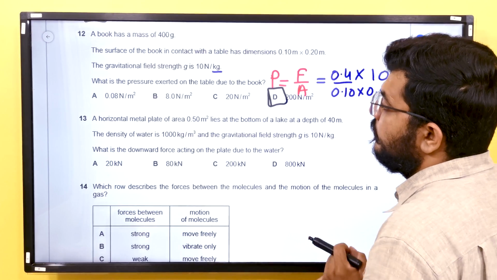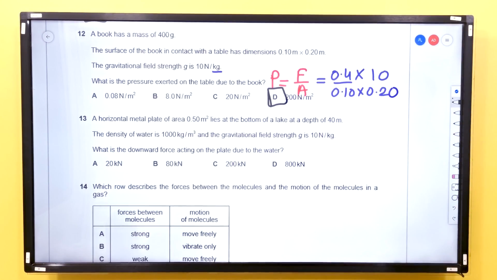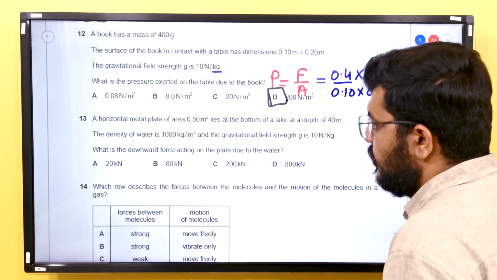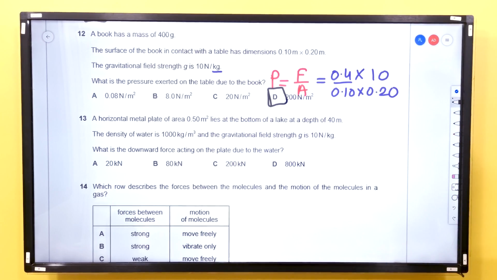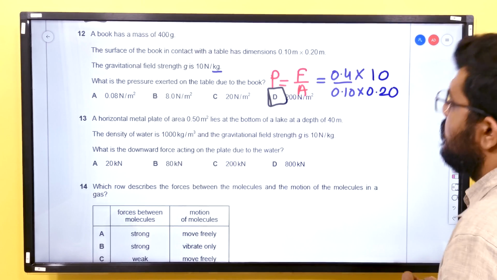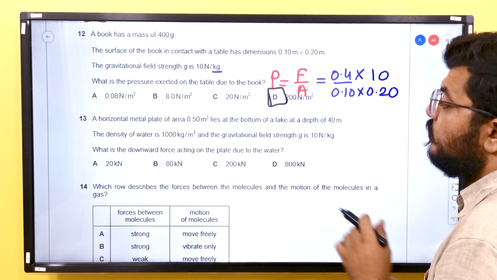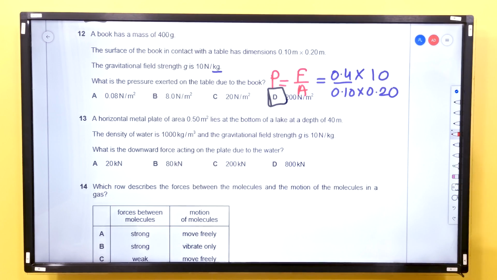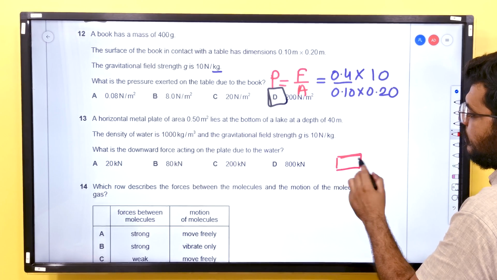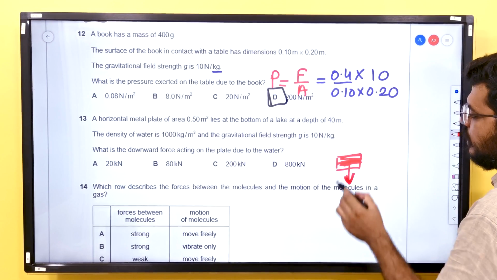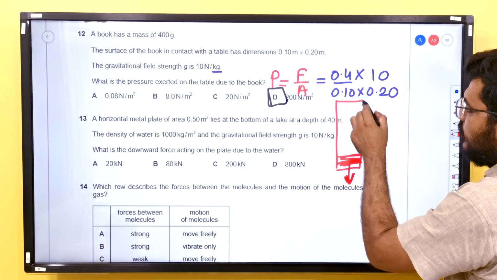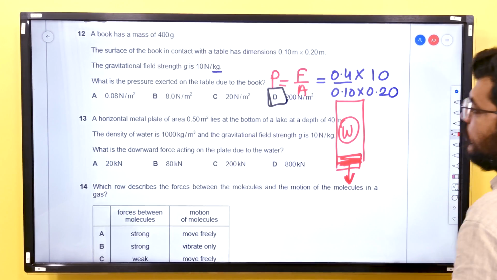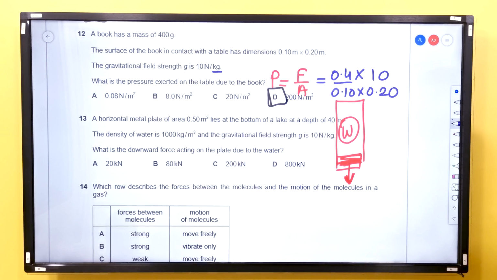Okay, question 30. A horizontal metal plate of area 0.5 meter square lies at the bottom of a lake at a depth of 40 meter. Density of water is 1000 kilogram per meter cube and the gravitational field strength G is 10 Newton per kilogram. What is the downward force acting on the plate due to water? Now clearly the downward force is due to the weight of the water column, right? The water column above it. So we need to calculate the weight of the water column.